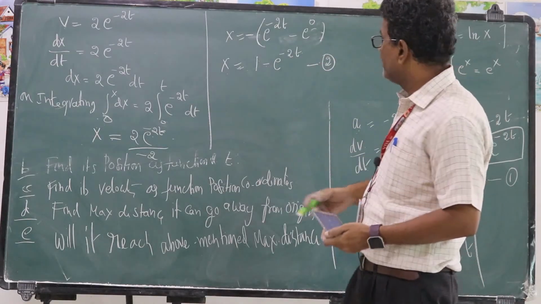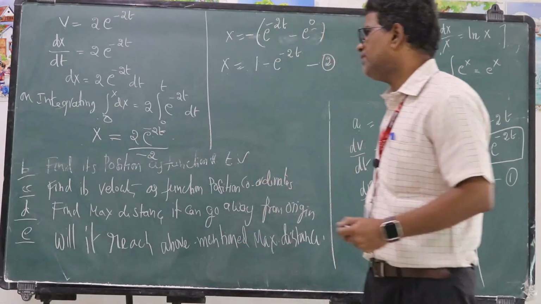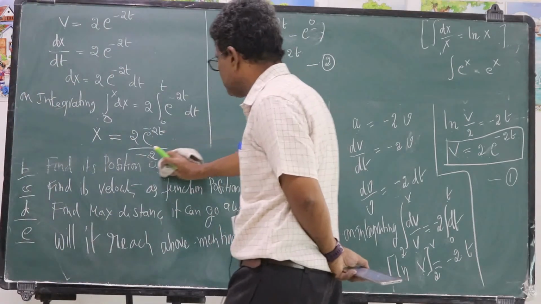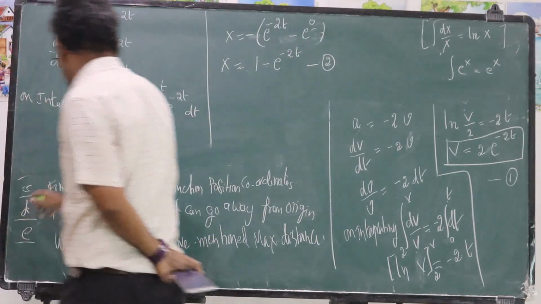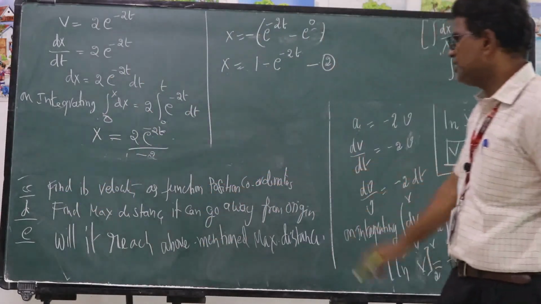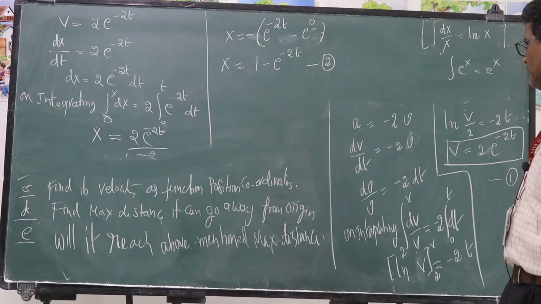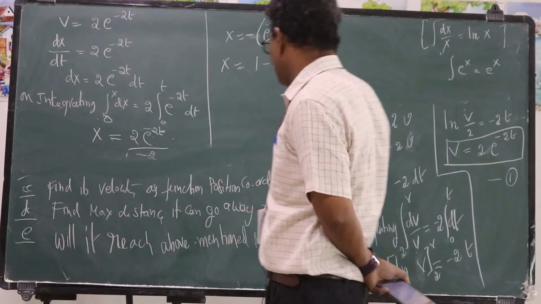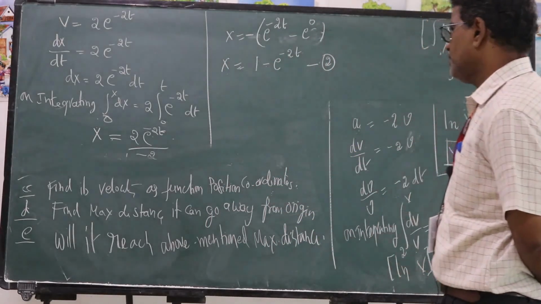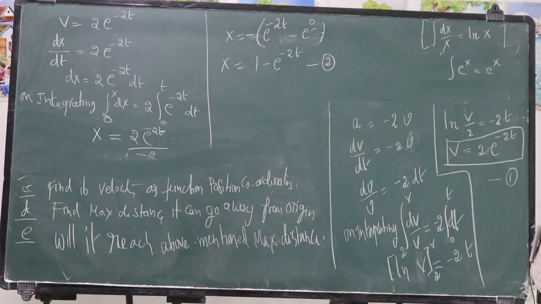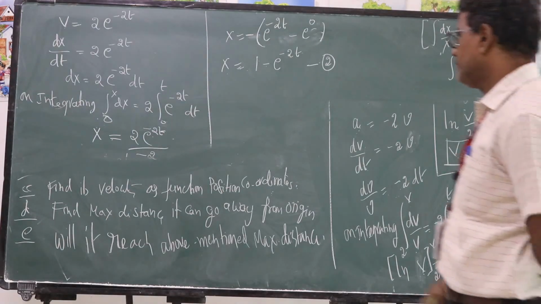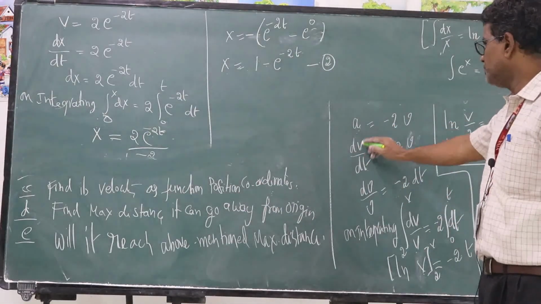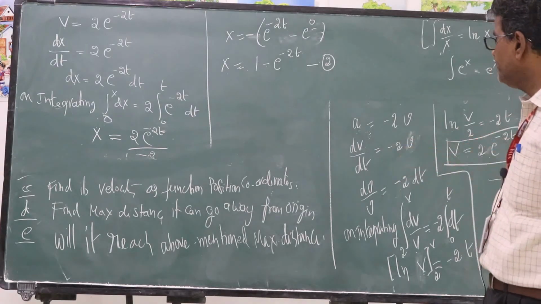Okay, next one. So we got the second one, find its position as a function of t. Next one is, find its velocity as a function of its position coordinates. So we have to write here acceleration is equal to, instead of a, v into dv by dx.